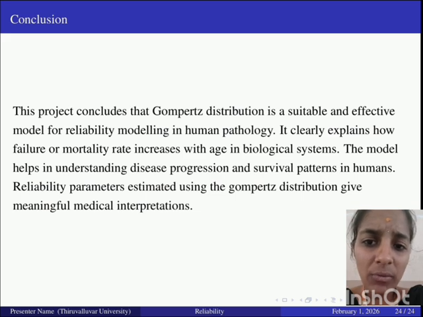In conclusion, the project concludes that the Gompertz distribution is a suitable and effective model for reliability modeling in human pathology. It clearly explains how failure or mortality rate increases with age in biological systems. The model helps in understanding the disease's progression and survival pattern in humans. Reliability parameters estimated using the Gompertz distribution give meaningful medical interpretations. Thank you.